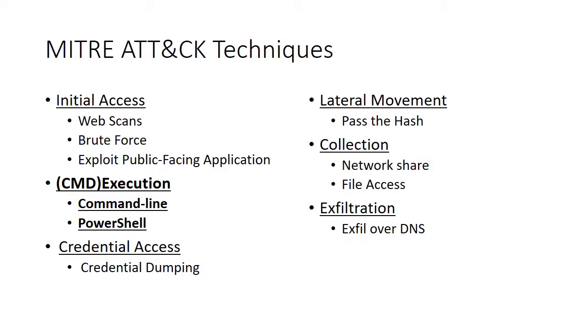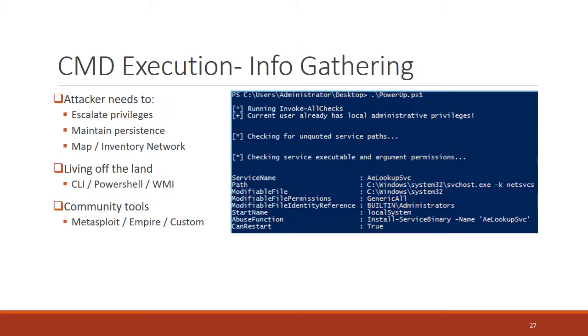Now we're going to test visibility into command execution. Once an attacker is on the network, they need to perform some tasks: escalate privileges, maintain persistence, and search on the network for the sensitive data that they came for. They're going to accomplish this a number of ways by living off the land with Windows CLI, PowerShell, WMI. In this example, the attacker is using this PowerUp.ps1 script to do local enumeration of the machine. Attackers may also use community tools like Metasploit, Empire, or roll with something custom.